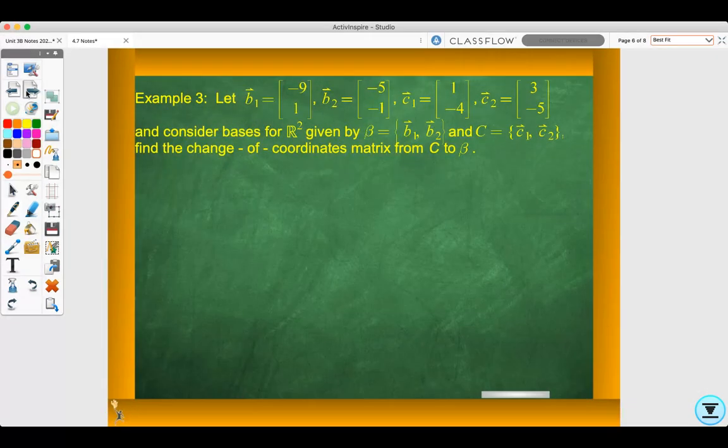Let's look at example 3. Let B1 be negative 9, 1, B2 be negative 5, negative 1, C1 be 1, negative 4, and C2 be 3, negative 5. And consider the basis for R2 given that B is B1, B2, and C is C1, C2. Find the change of coordinates matrix from, that should be B to C, not C to B. So let's go ahead and fix that.